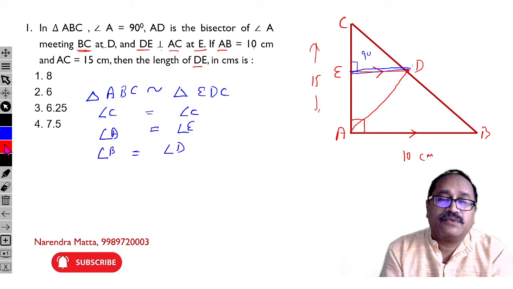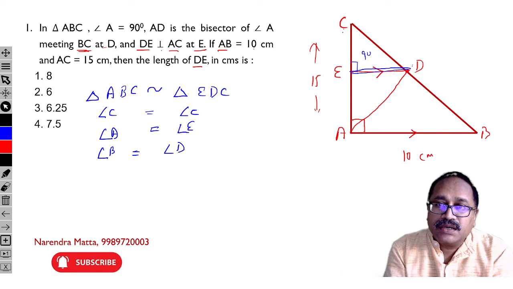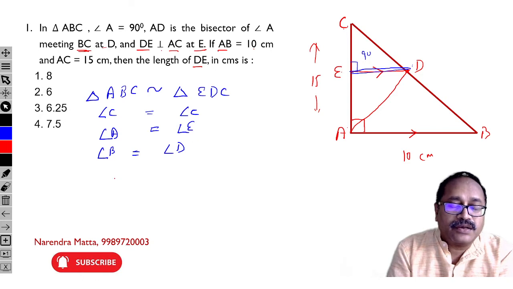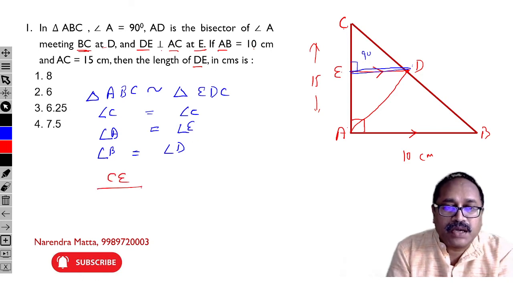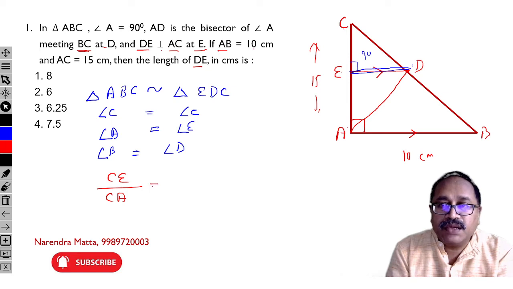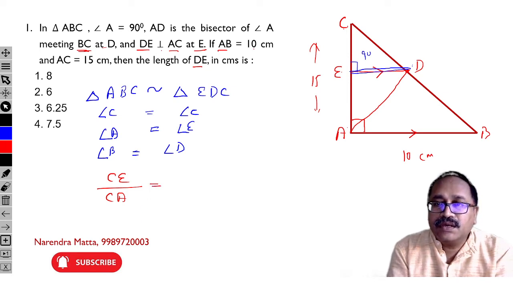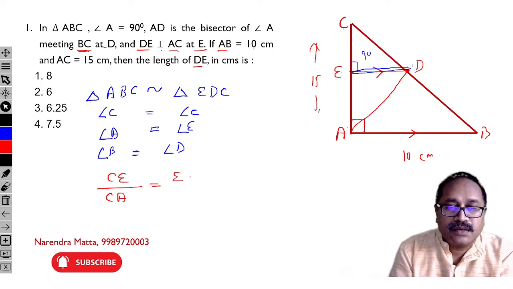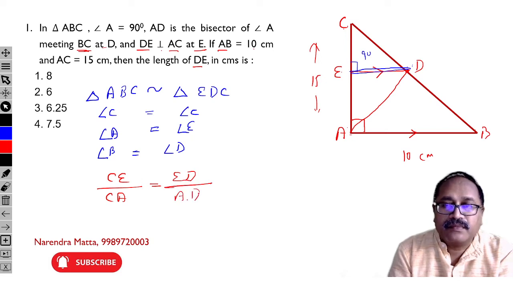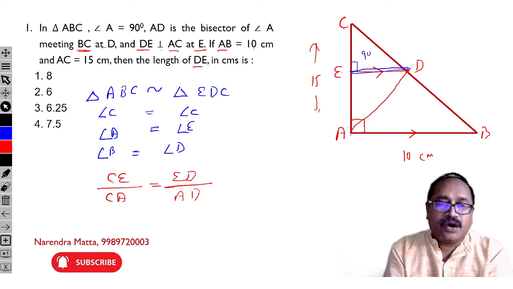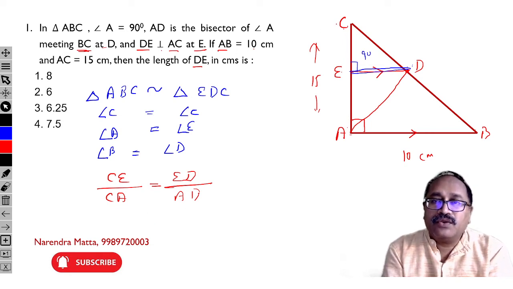And we know one property of similarity. If these two triangles are similar, then we can say that CE by CA will be equal to ED by AB. Write down that. Now, how much is CE? I don't know. But what I know is that from A to C, it is 15.